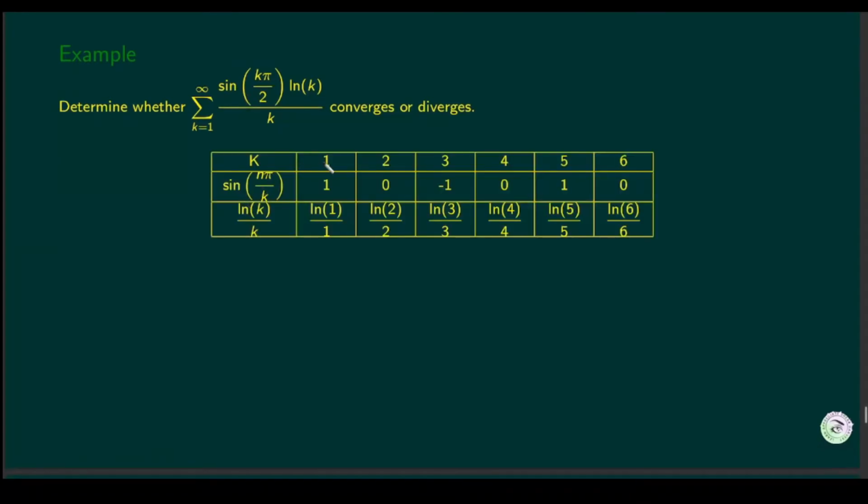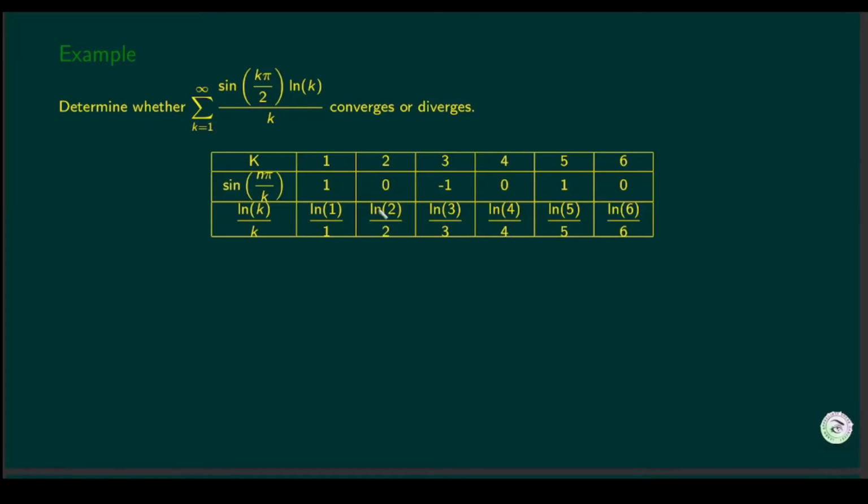Okay, we look at this table. For each k value, the sign oscillates from 1, 0, negative 1, 0, 1, 0, like that, and then these are the log terms. We can get the series by multiplying these, no? Just multiplying this and this, this and this, this and this, like that. You multiply these terms to get the series.